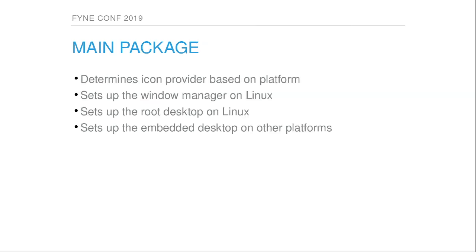The main package, of course, is going to have your binaries, but it also determines what icon provider to use based on your platform. It sets up the window manager on Linux. On Mac OS, it would set up the embedded desktop, which doesn't actually manage windows, but it does give you the desktop of FineDesk so that you can debug from Mac or run it from Mac and develop with it and look at it and get a good feel for it. It won't actually allow you to do anything with any windows or open them or manage them, but as far as the desktop look and feel goes, you'll be able to use that. And it sets up the root desktop or root window on Linux, and this is your main parent for all windows that exist within the desktop.